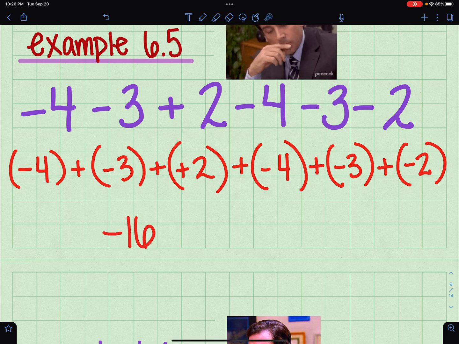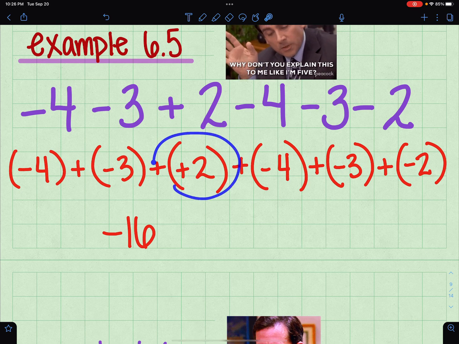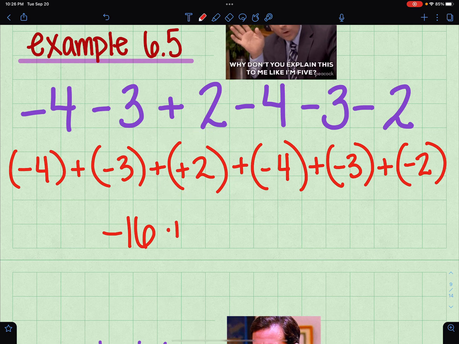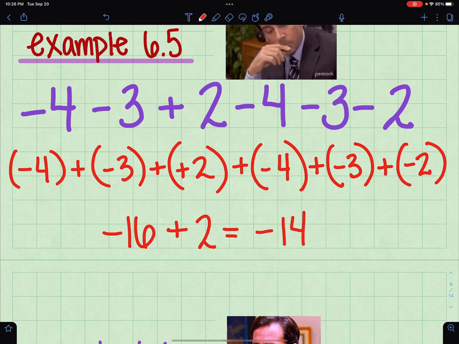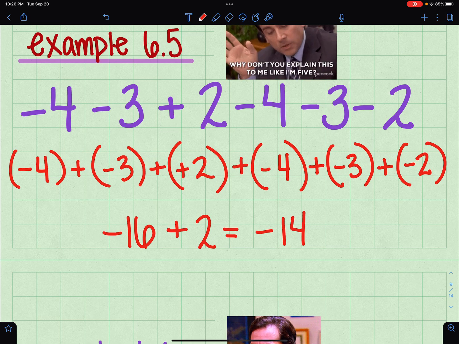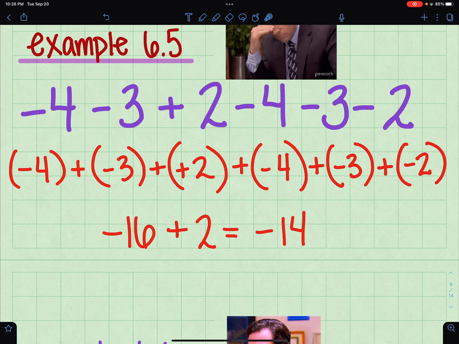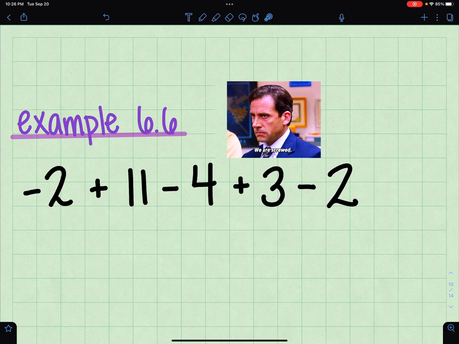Now I'm going to add all the positives. Okay, so the positives are 2, and that's it. So -16 plus 2, and we get for our answer -14. Bam! Did you see that? I added the negatives, I added the positive, I got the right answer. Our guy landed on Mars. Sweet. Let's do example 6.6.